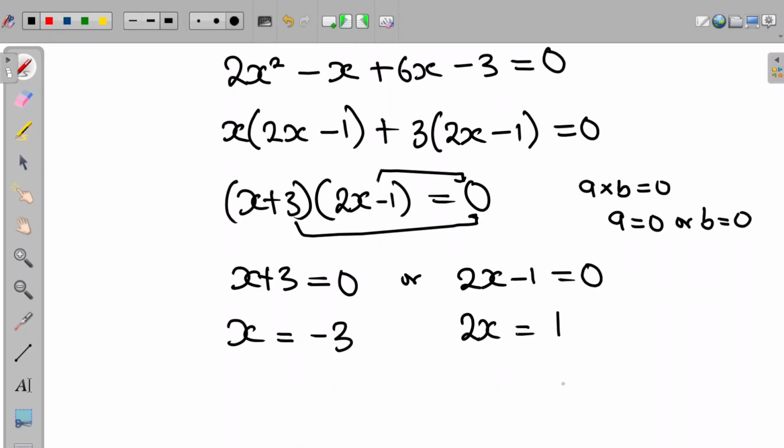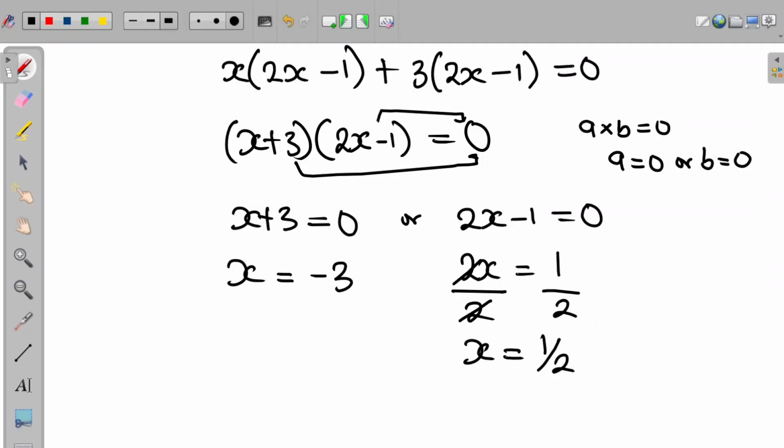So if we divide through by 2, we have divided by 2 and divided by 2. So 2 can cancel out 2. So we have that x is equal to 1 divided by 2. Thus, the value of x is equal to negative 3 or 1 divided by 2.